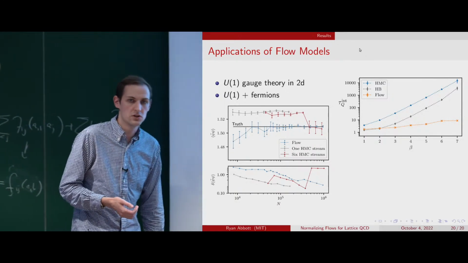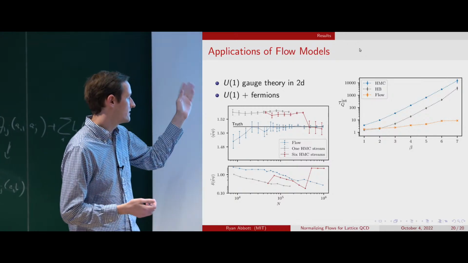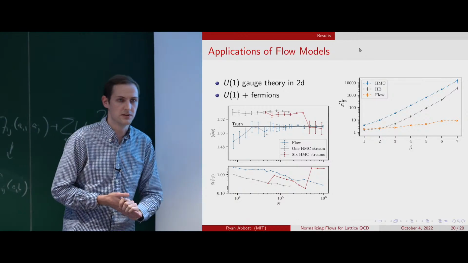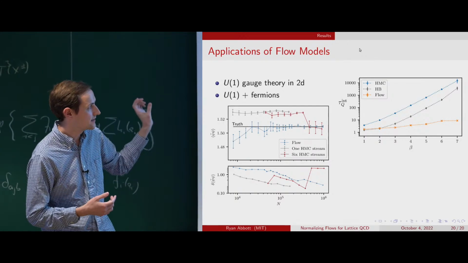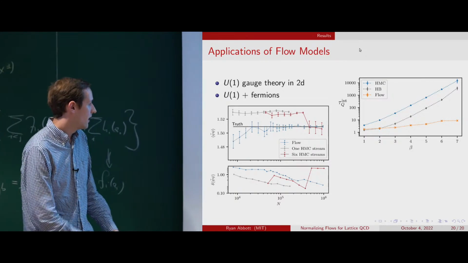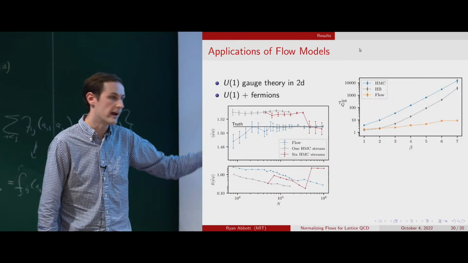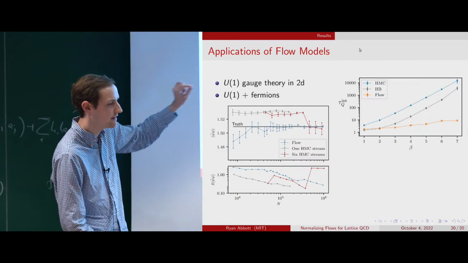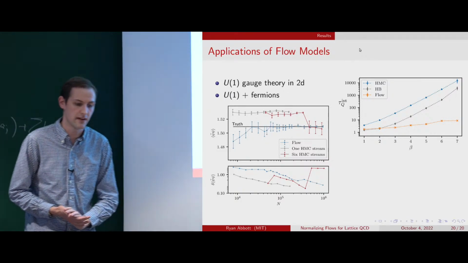Meanwhile, the flow model, which is in blue here, doesn't suffer from any problems like this. It just slowly converges. You get nice 1 over root N errors, and it gives you a much more precise value at the end of the day.